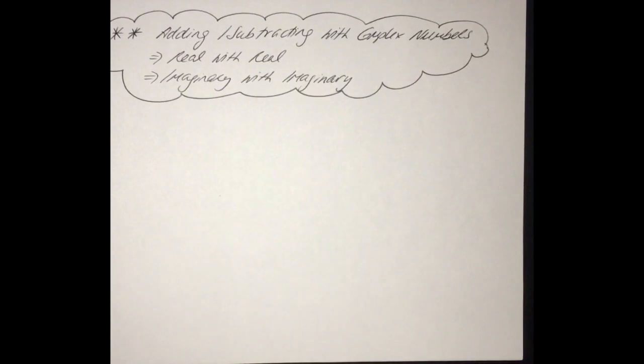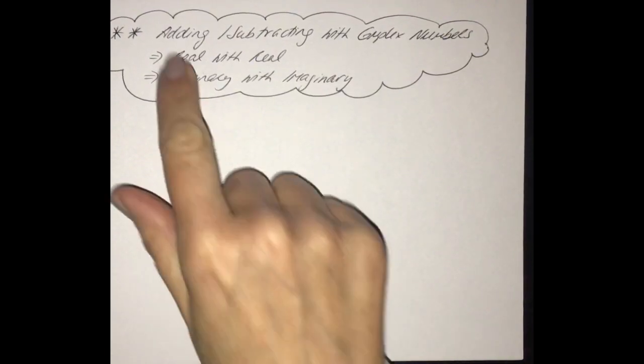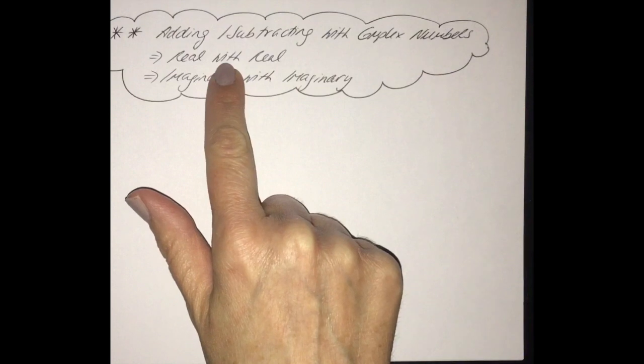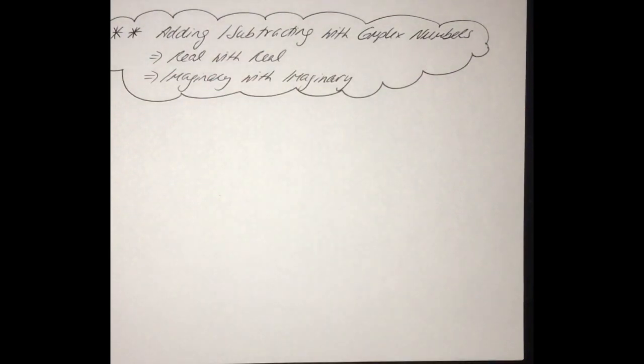So the important point here to remember, and the important note to take down, is that if you're adding or subtracting with complex numbers, the thing to remember is to add or subtract the real with the real and the imaginary with the imaginary.